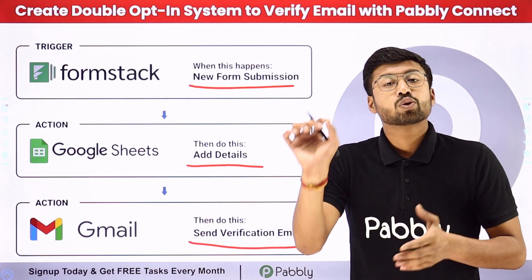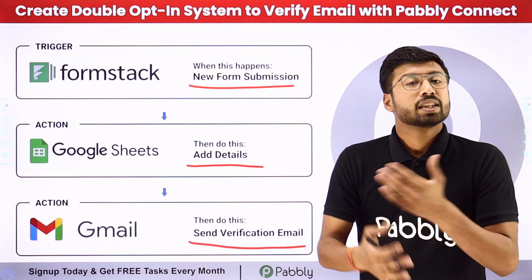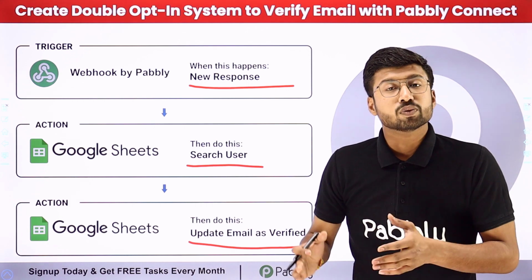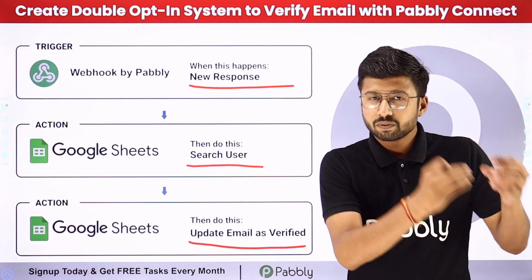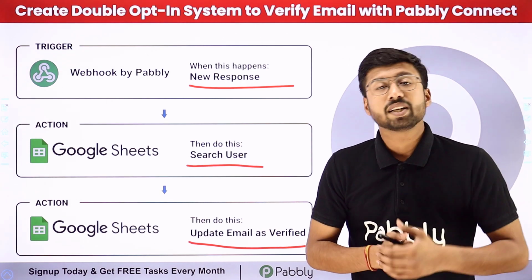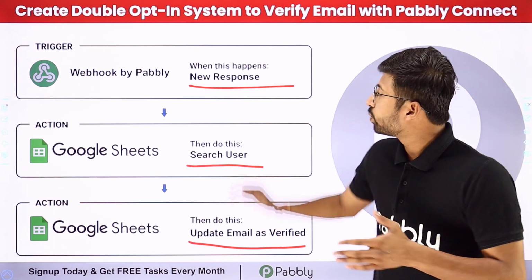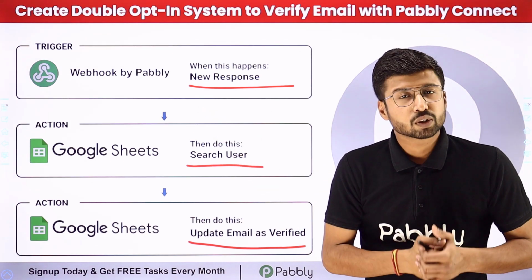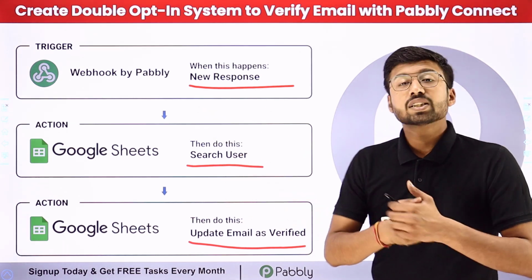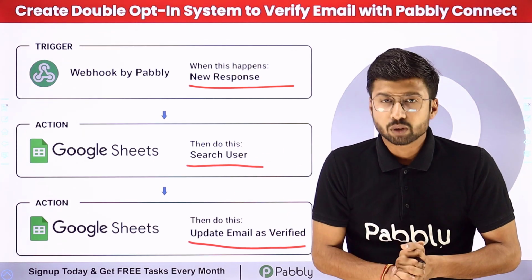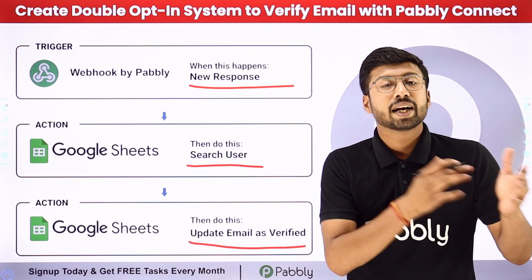As the user clicks on this verify email button, the second automation workflow will trigger. In the second automation workflow, we are going to get a webhook response with the details of the person who has clicked the verify email button, who has verified their email address. So we are going to search for the same person in our Google spreadsheet, and after searching for the same person, we are going to update the status of the email for that person as verified.